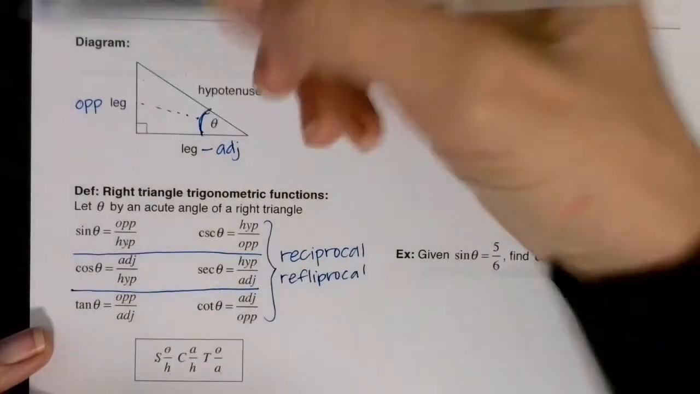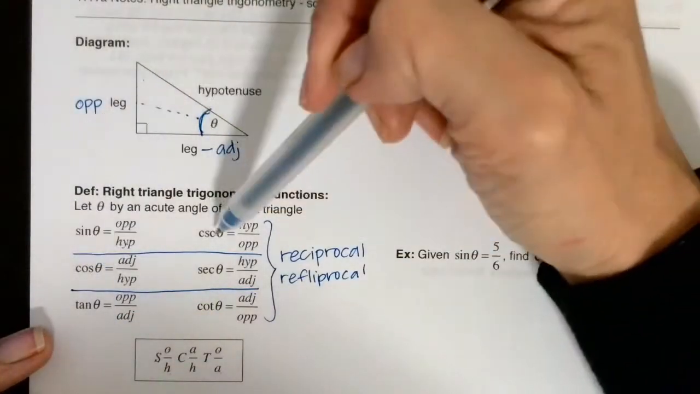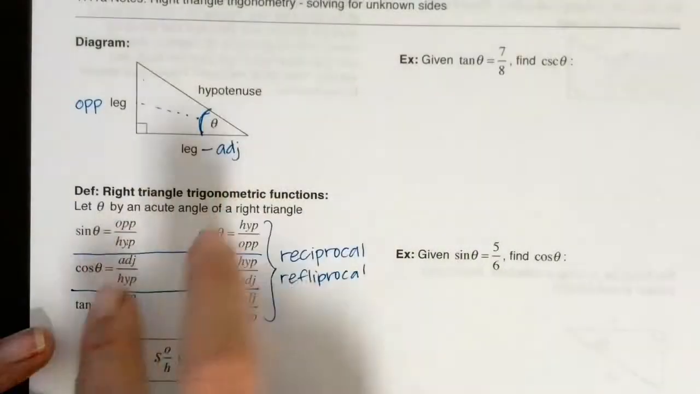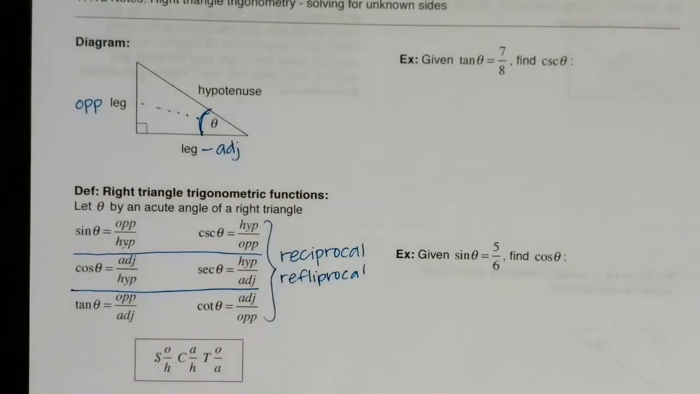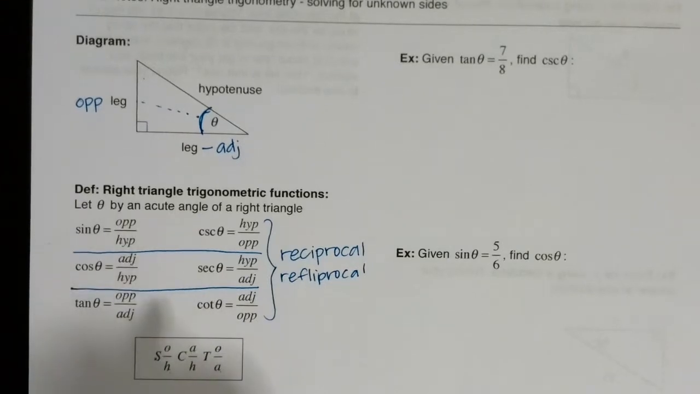So people have a tendency to put cosine and cosecant as reciprocals, but that would be two C's and not an S and a C, so you always need one S and a C. Now that pattern doesn't work for tangent and cotangent, but I think you can figure that one out on your own. Okay, so let's get into the first example.